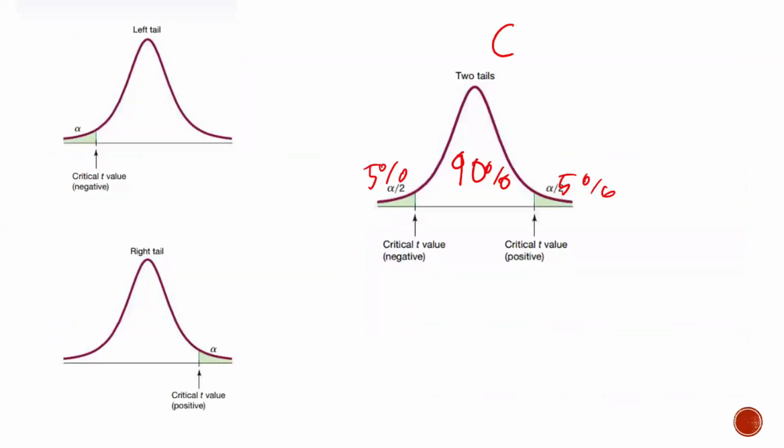Bobby chose a confidence level of 90%, which means this area is 90% or 0.9, which means that you have 0.05 in each tail, which is a total of 10% in two tails.